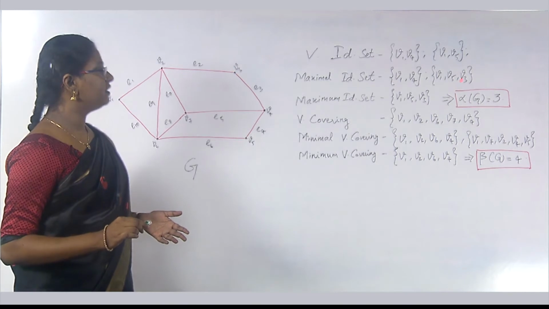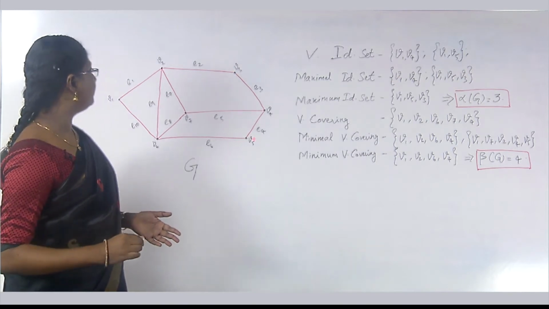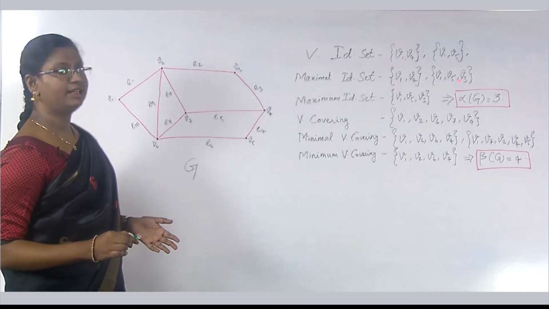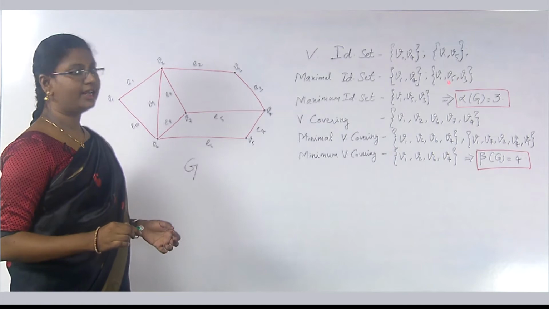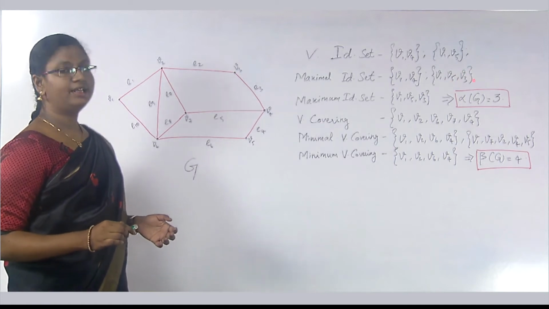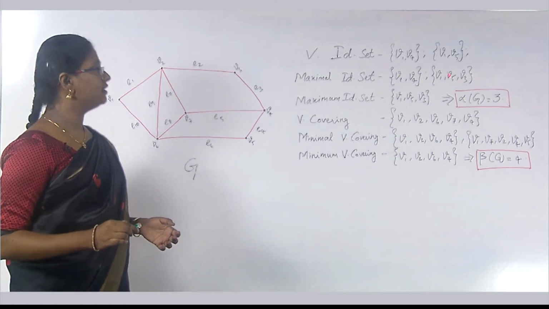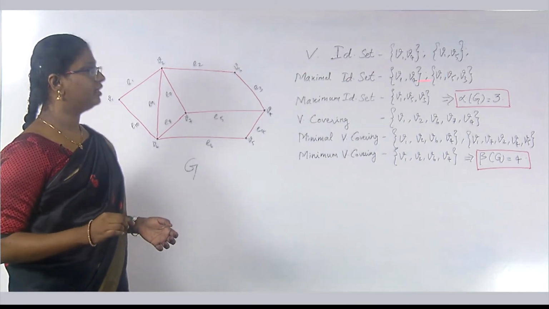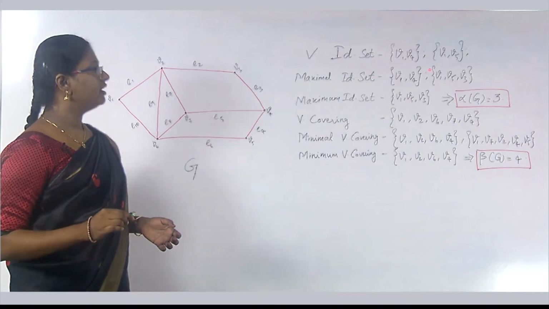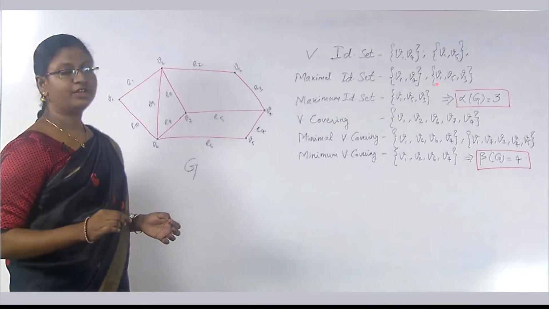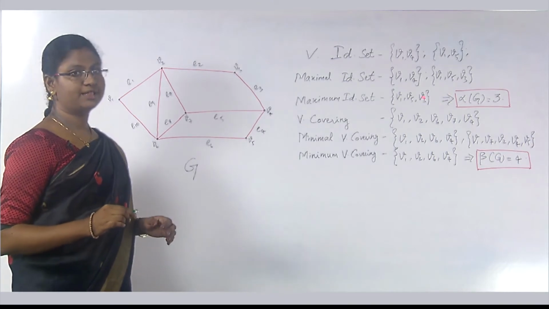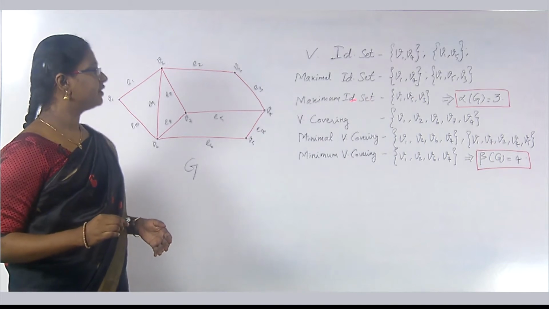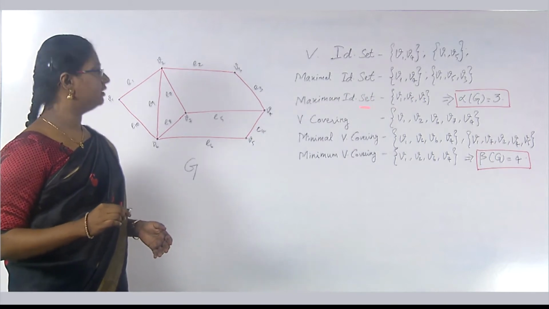So, consider V1, V5, V3. This is also an independent set, but here the cardinality is 3. In this set also, if we add another vertex, the resulting set won't be independent, which means this is also a maximal independent set. So, by maximal here, we are not going to look at the cardinality, we are just looking at the set, and the set that we consider should not be a proper subset of another independent set.